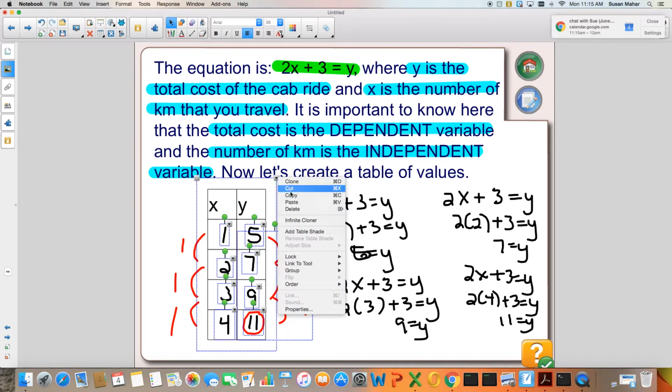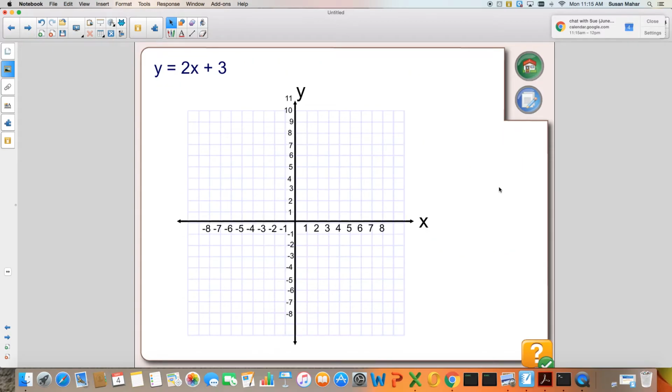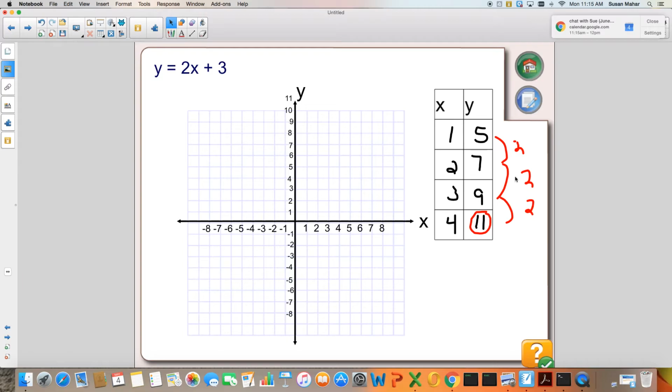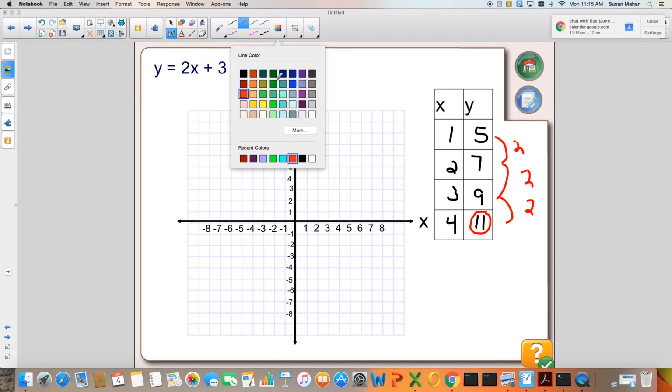And I'm going to copy it just to see if I can actually do this. And I've got enough of it, okay? So I know that I'm going to pick up a color here. I know that x is 1 and y is 5.